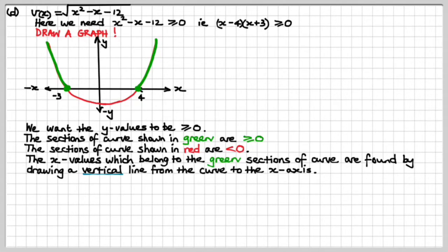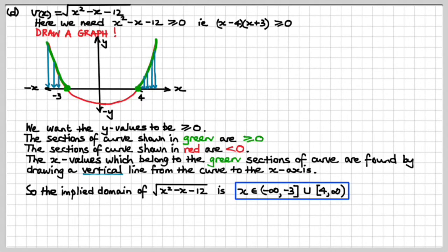No way, Jose. So the x values which belong to the green sections of the curve are found by drawing vertical lines, little curtains of lines from the curve to the x-axis as follows. Ah, look at that. Now we're pointing to the x values which we want, which give rise to the green part of this curve, this shaded green part of the curve. And so what is it? Go on, what do you think? Yes, it's everything from -infinity up to and including -3, or everything from 4, including the 4, up to infinity.